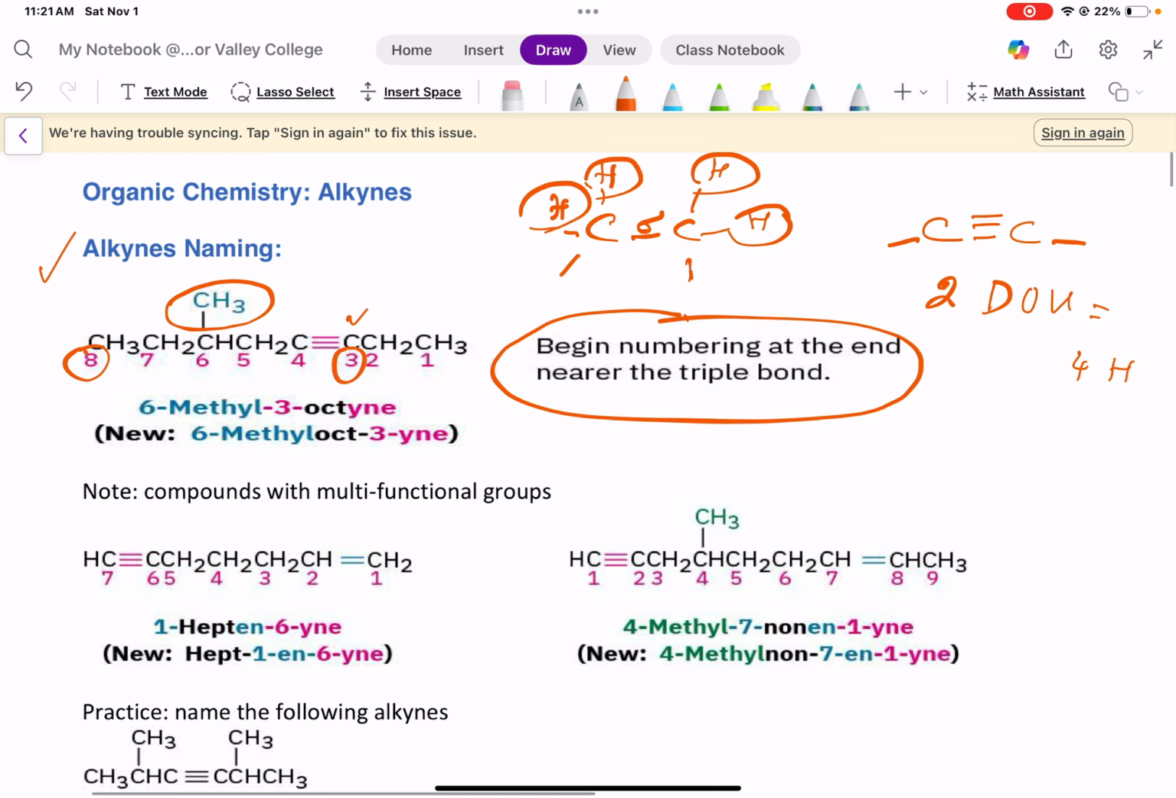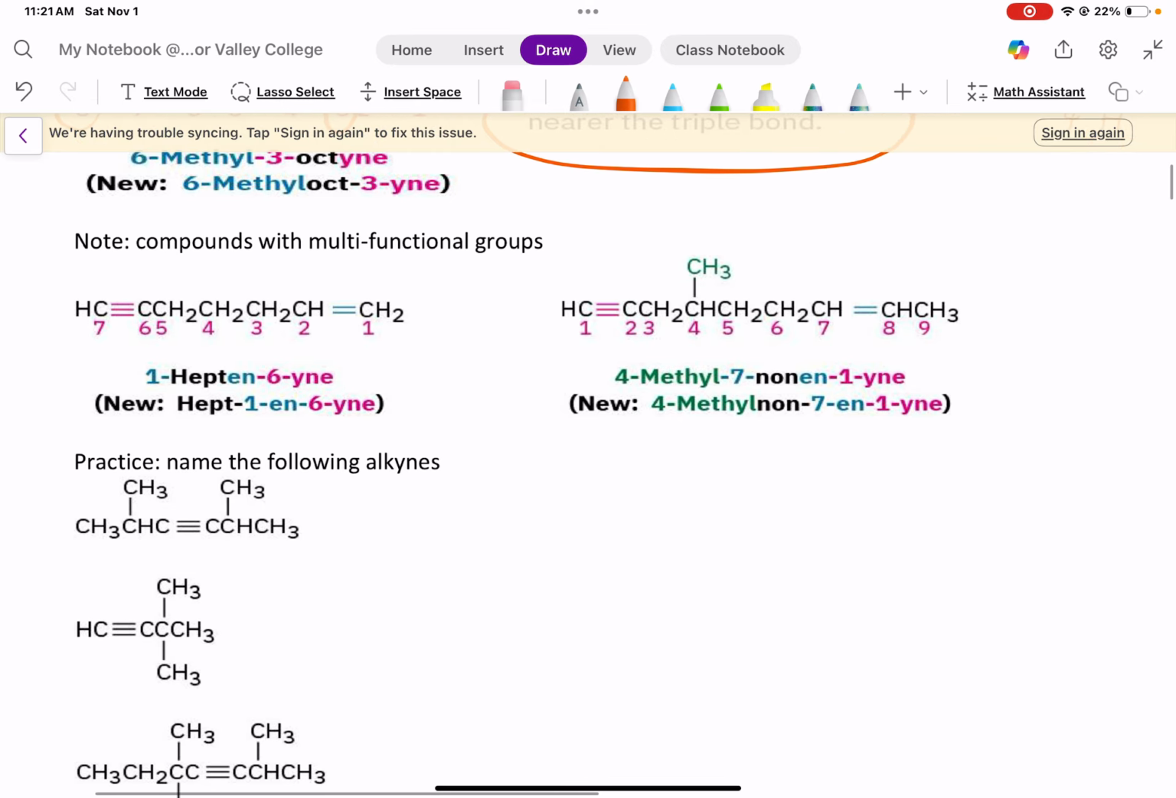All right, what if we got 2 different functional groups? One is a double bond and one is a triple bond. Now, if there's a tie, we're going to go with the double bond first. So therefore, we're going to call this a 1-hepten-6-yne. I mean alkyne. We still have to name yne last. 6 is the first carbon of the triple bond. Now you can also do hept-1-en-6-yne. Okay, that's the new way.